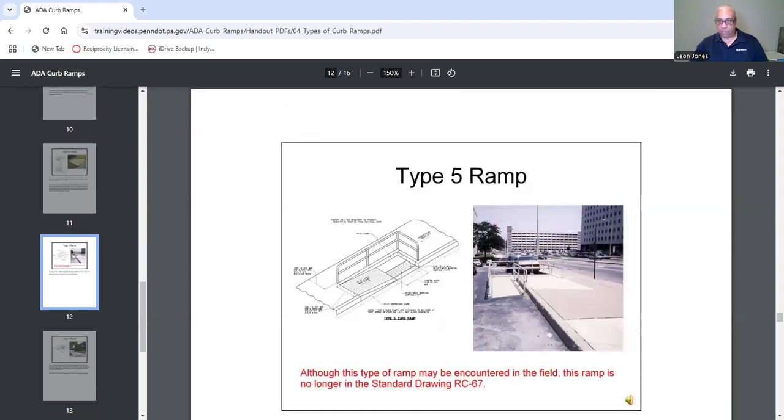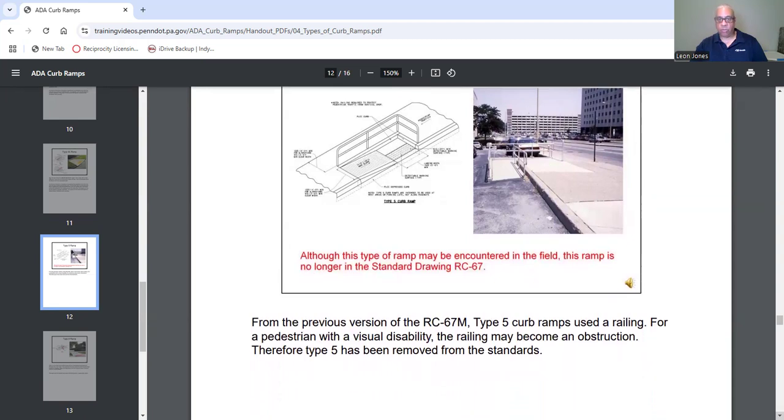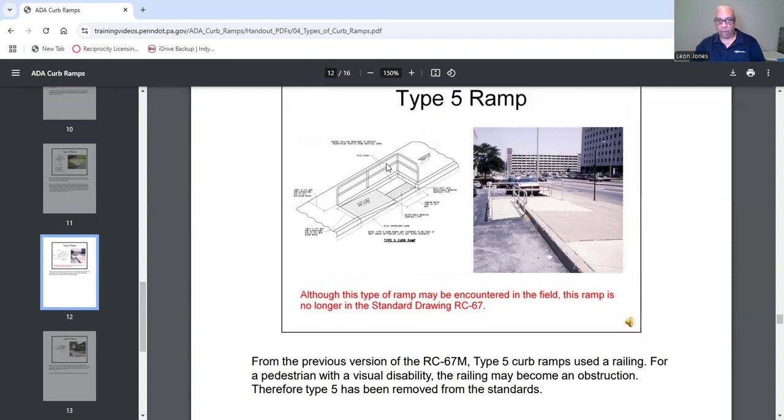Then there's a type 5 ramp. Now, from the previous version of the RC67M, type 5 curb ramps use a railing. For a pedestrian with a visual disability, the railing may become an obstruction. Therefore, this type of ramp is no longer used and has been removed from the standards. So some of your old standards, here's the railing right here. It's no longer used now.